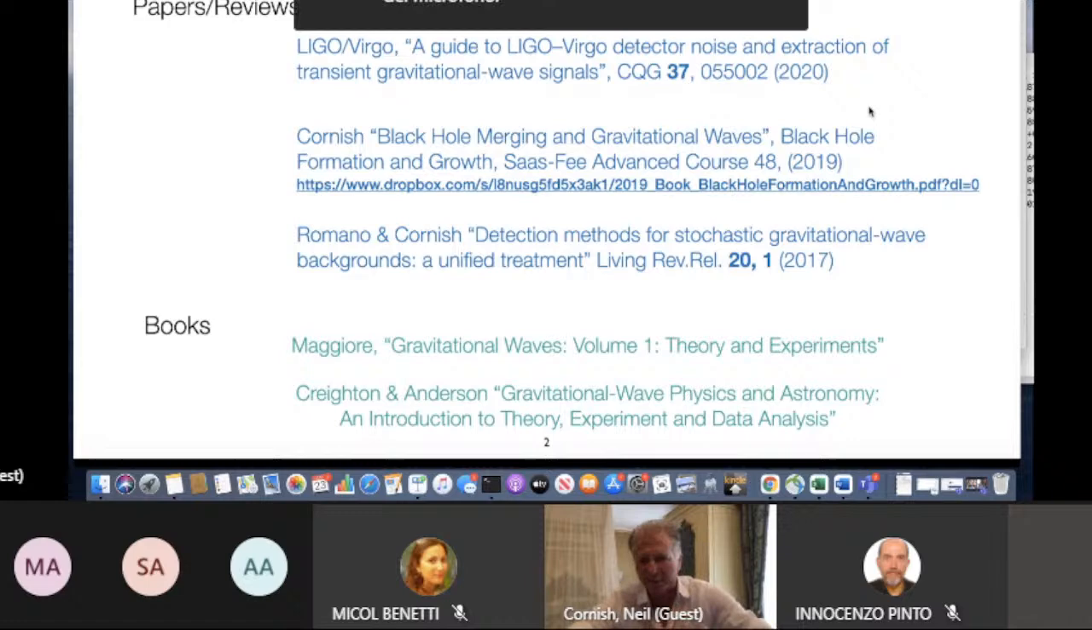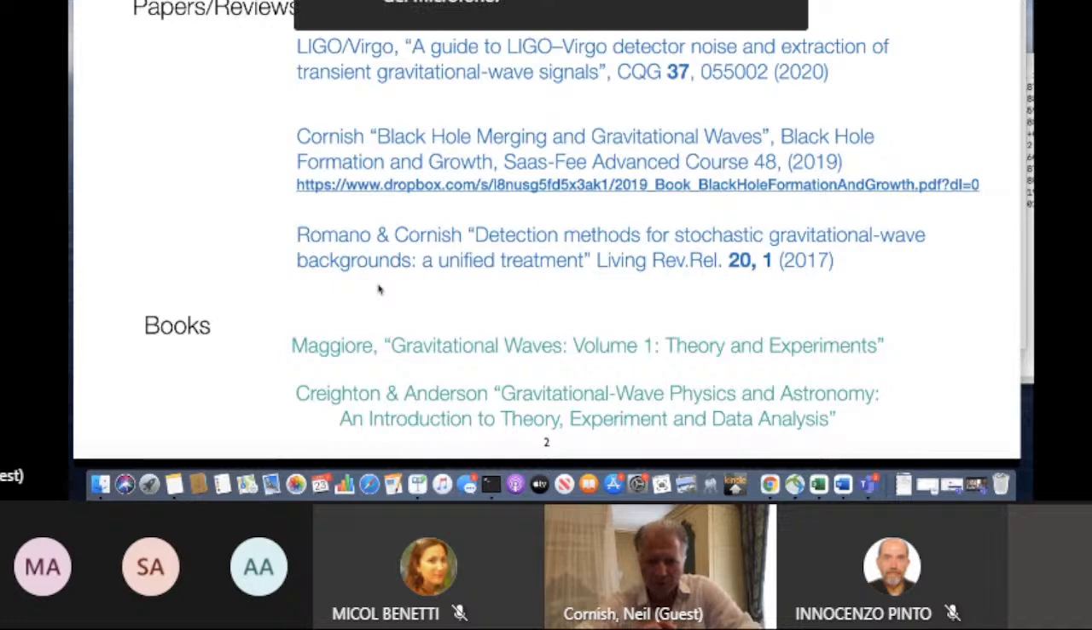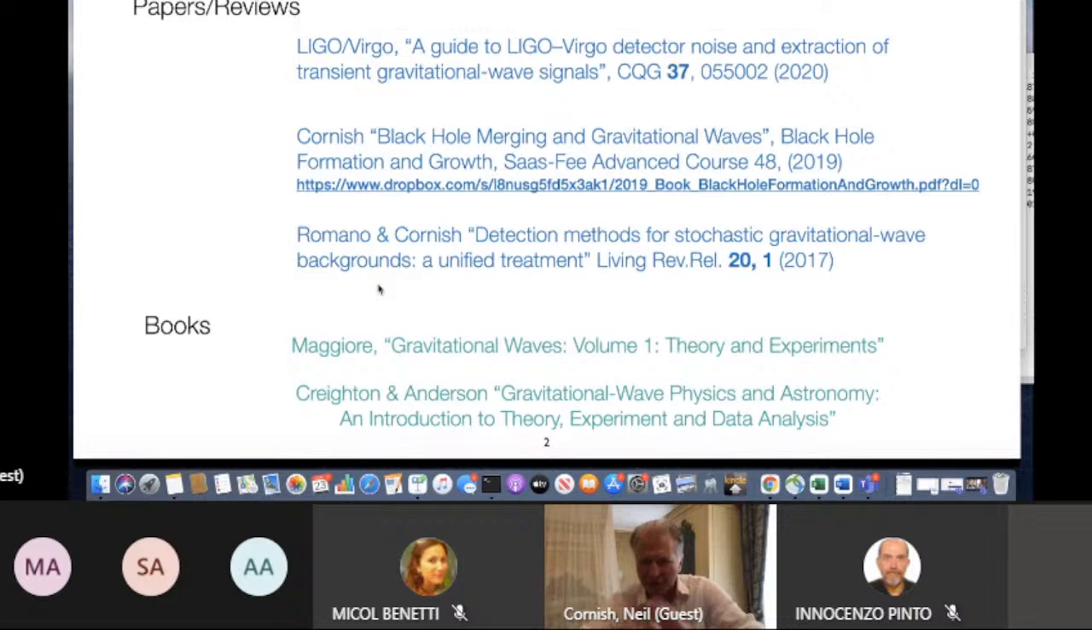It contains a lot of the information you need, and also points you to other references. A couple of years back, I gave a series of lectures at the SASFE lectures in Switzerland, and that got put into a book. So I have a book chapter, and I've got a Dropbox link there where you can grab hold of that chapter without having to buy the book. Also, with Joe Romano, I wrote a Living Reviews article on detecting stochastic gravitational waves, but it also covers a lot of the general principles of how we go about gravitational wave extraction. Some of the content from the lectures is taken from that review article. And of course there are some great books on gravitational wave analysis that you are probably familiar with as well. These are just some of the resources if you want to learn more.